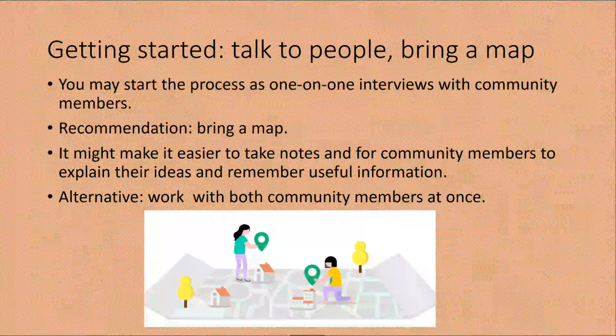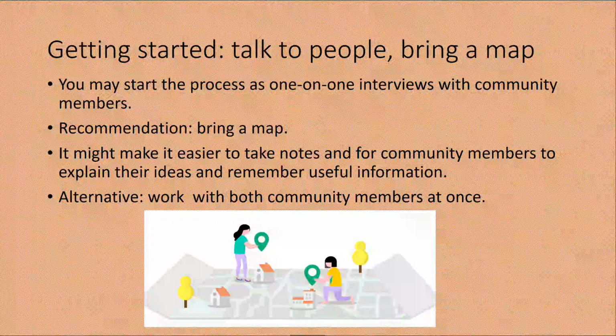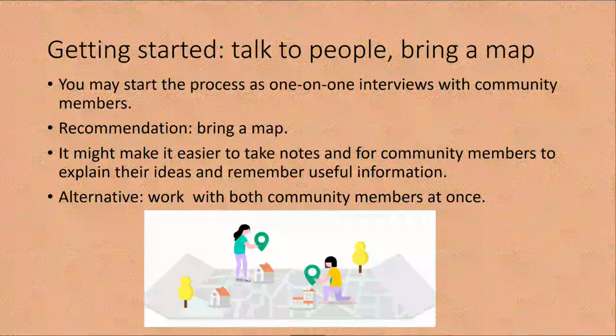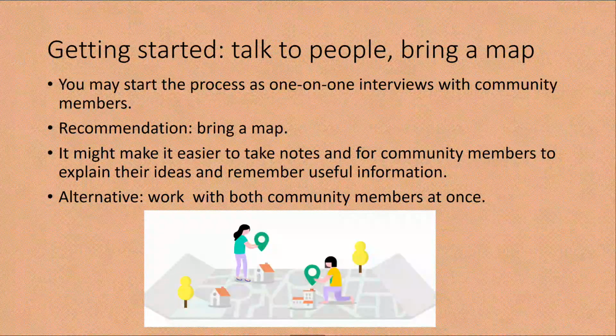And then once you have done a little bit of planning, the next thing to do is to talk to people. Right? The process of gathering information for your map starts with you talking to whoever the community members that you selected. And it can be something similar to what you did with your interviews. You can have like one-on-one talks. I highly recommend that when you're doing this, you bring a map. It makes it easier for you to mark things in your map. It might help your community members remember things that could be included in the map.